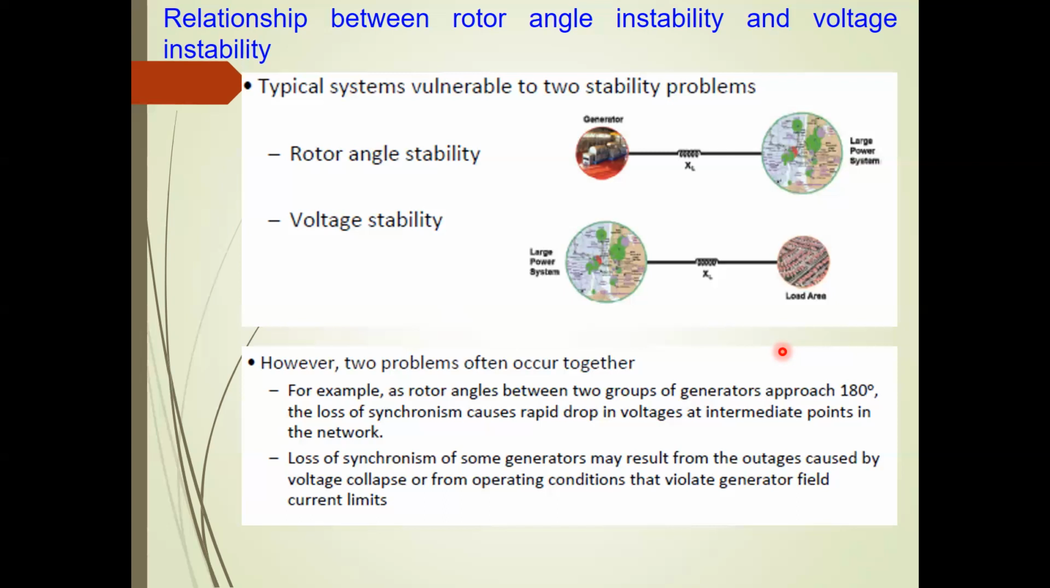Then it is possible that the voltage at the load center end, the voltage at the bus load end, progressively drops. There is a cascade drop, and that may result in voltage instability. So, for example, if the rotor angle between the groups of generators reaches about 180 degrees, it will result in the loss of synchronism, and as a result, the voltage at the bus will also drop in the network. So the initiation of instability is because of angle, and later on it translates into voltage instability. That means the blackout occurrence is initiated by angle instability and later converts into voltage instability.